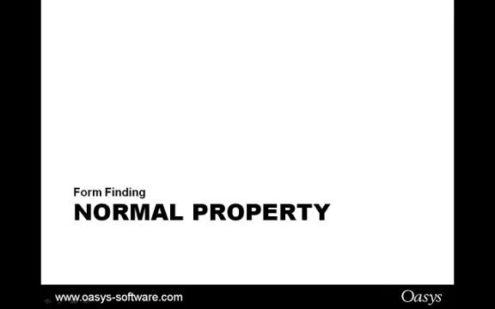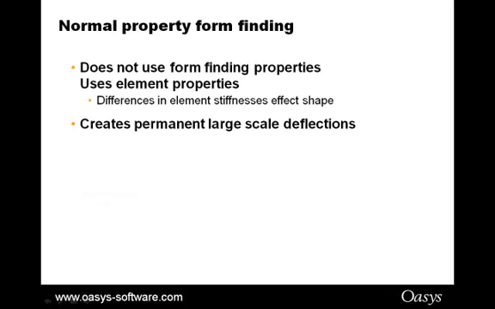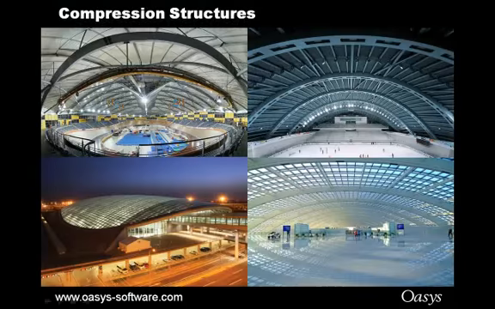The third method is the normal property, or for form finding. Now, what normal property is, it doesn't use these form finding properties, it doesn't use force density or soap film, it uses the element properties themselves. And so differences in element stiffnesses will affect the final shape. It creates permanent large-scale deflections based on the applied load. Very good for compression structures, such as these domes here.